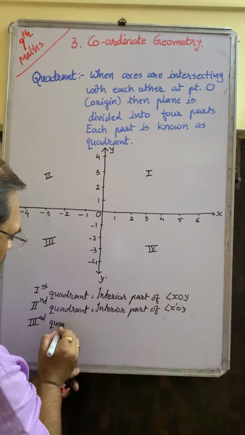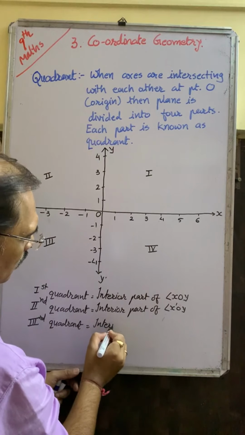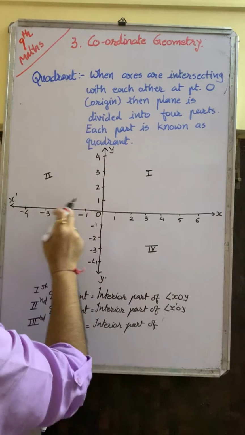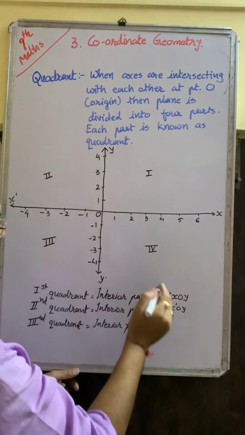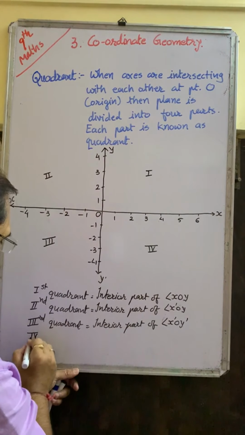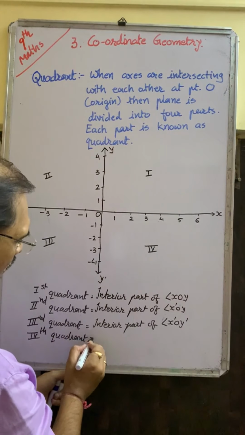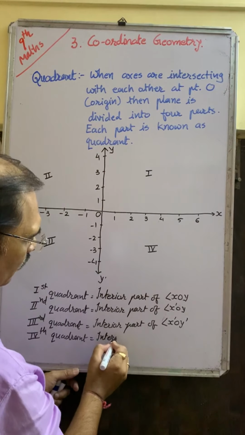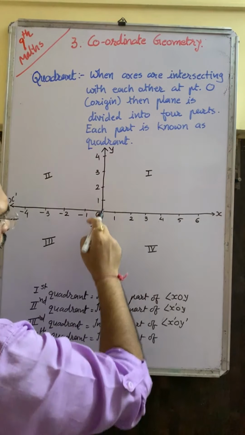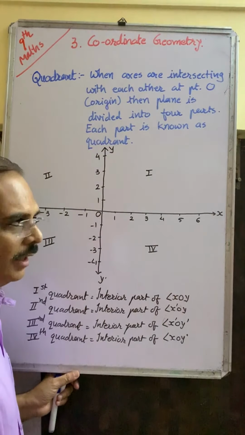Third quadrant is equal to the interior part of angle X dash OY dash. And the fourth quadrant is called the interior part of angle XOY dash. Is it okay?